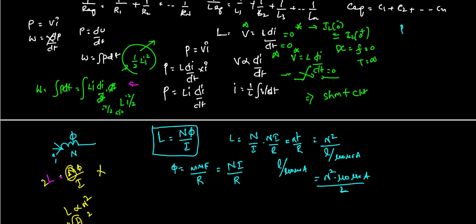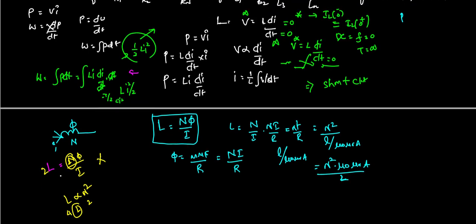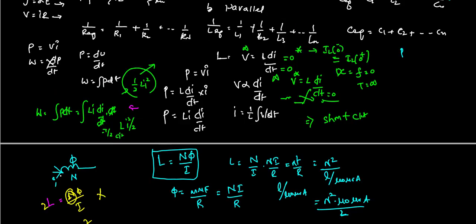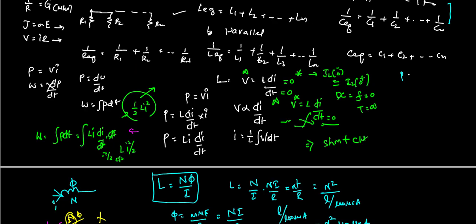Now let's look at capacitance. For capacitance, power equals VI. What is the relation between voltage and current? I equal to C into dV by dt, and V equal to 1 by C integral I dt.